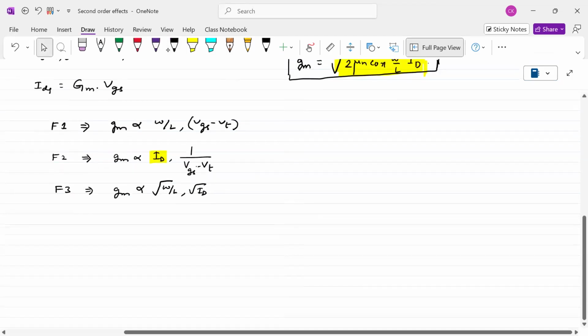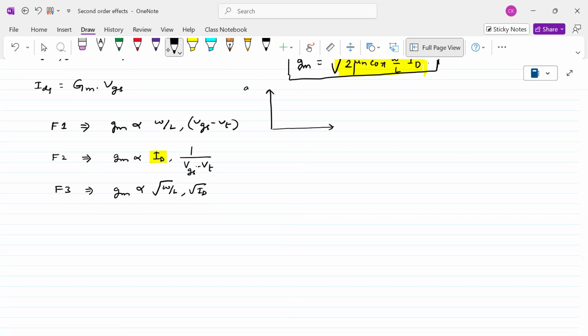For example, in this first case, it will look something like this: GM versus VGS. This goes linearly, right? If the VGS changes, GM also increases, provided W by L is constant. We are not changing W by L.